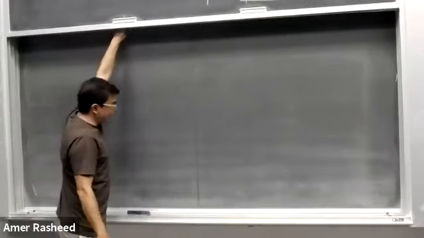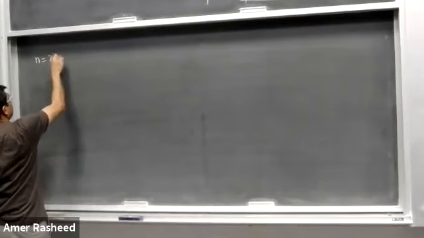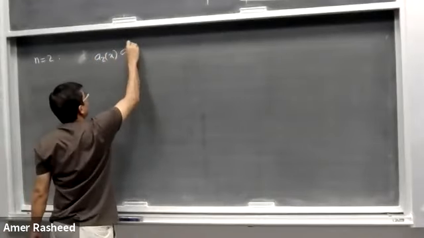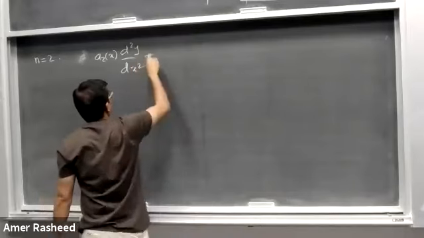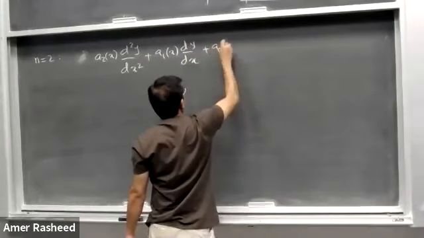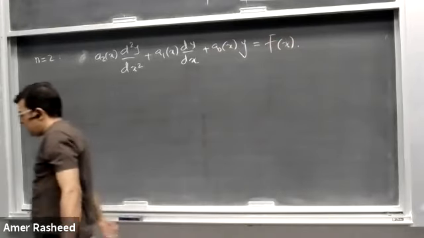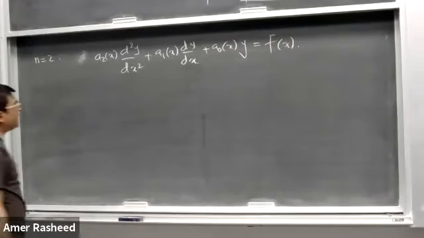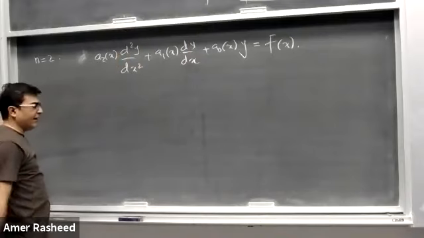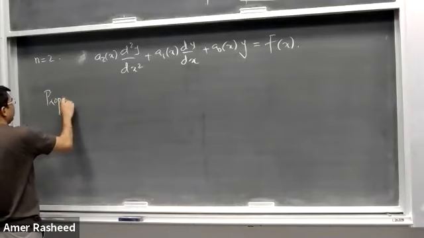The second, if we choose n equal to 2, then what do we have? a_2(x) d^2y/dx^2 + a_1(x) dy/dx + a_0(x) y = f(x). Okay. These linear differential equations of order 1 and 2, or even the nth order linear differential equation, have certain properties which you need to know.